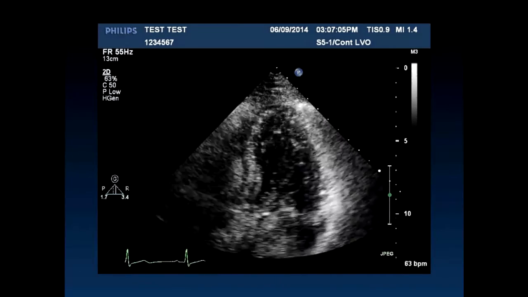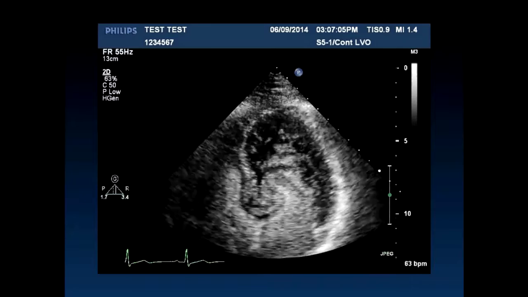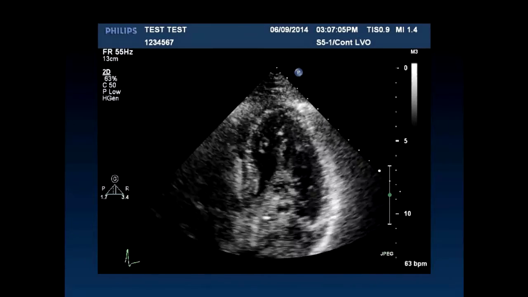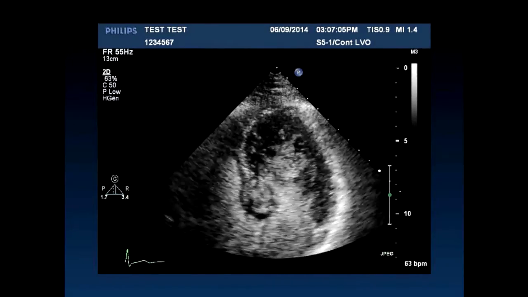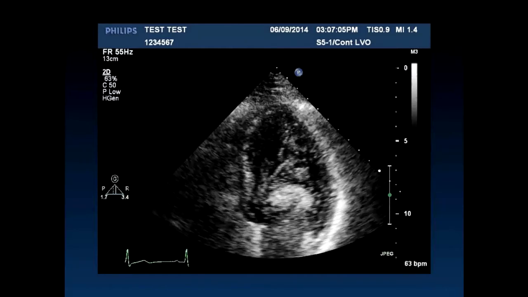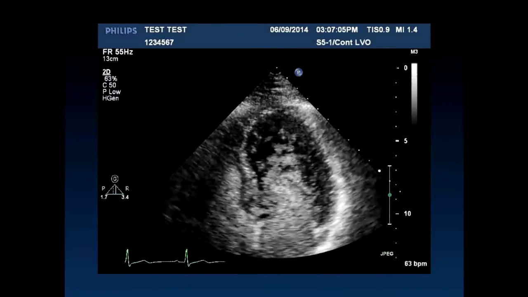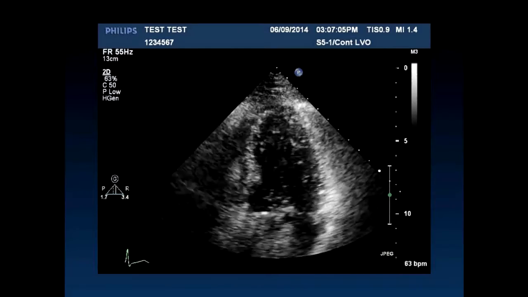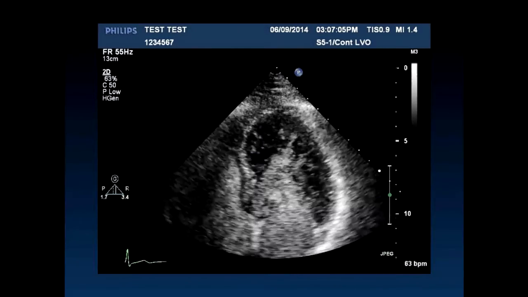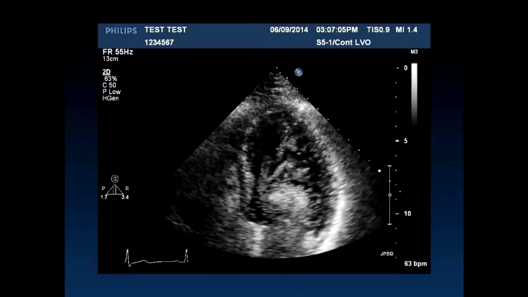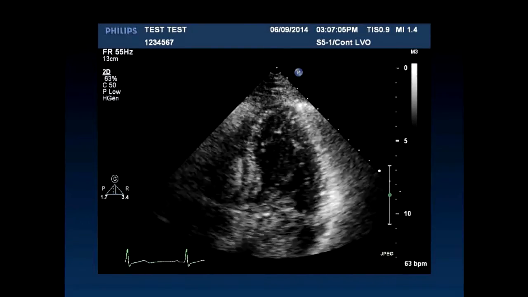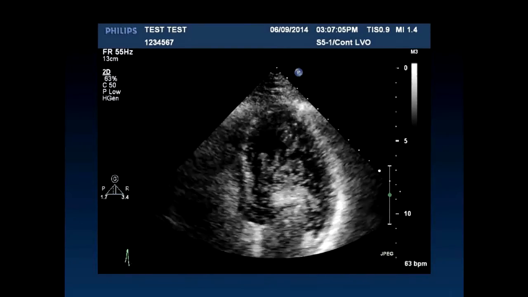This image is clearly also suboptimal because the contrast is swirling in the cavity and not delineating the endocardial border. In this case, as you can see from the MI in the top right corner, the mechanical index is too high. So the mechanical index needs to be turned down in order to prevent such dramatic microbubble destruction.